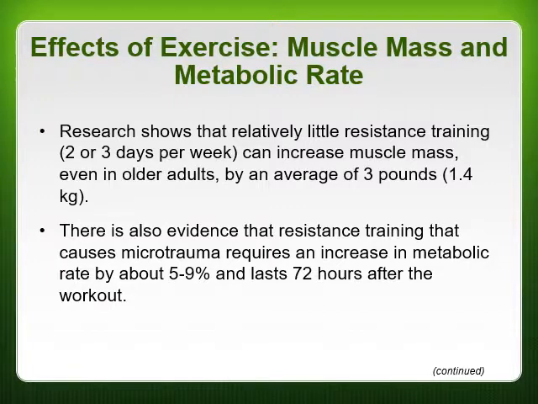How about muscle mass? We talked about that. That's how we opened in terms of what the aging process does. Muscle mass and metabolism. Well, research actually shows that relatively little resistance training, so just 2 to 3 days a week, can help to increase muscle mass even in older adults by an average of about 3 pounds. There's also evidence that resistance training that causes microtrauma requires an increase in metabolic rate by about 5 to 9%, which then lasts 72 hours after the workout.